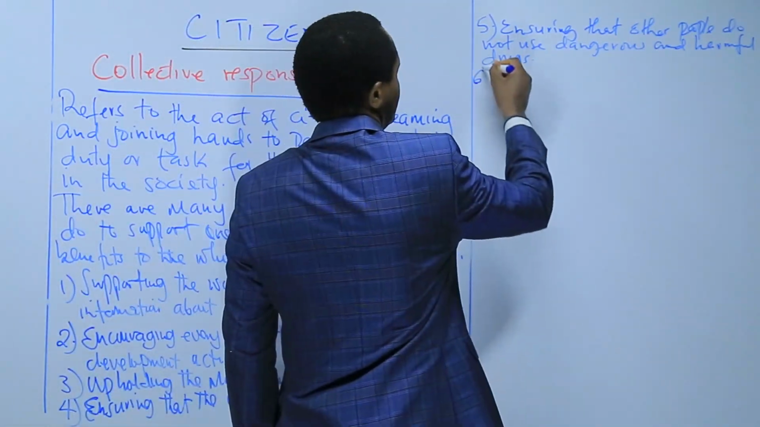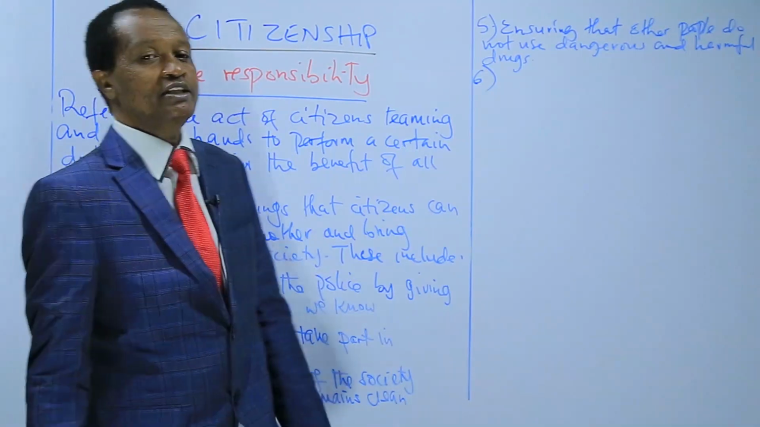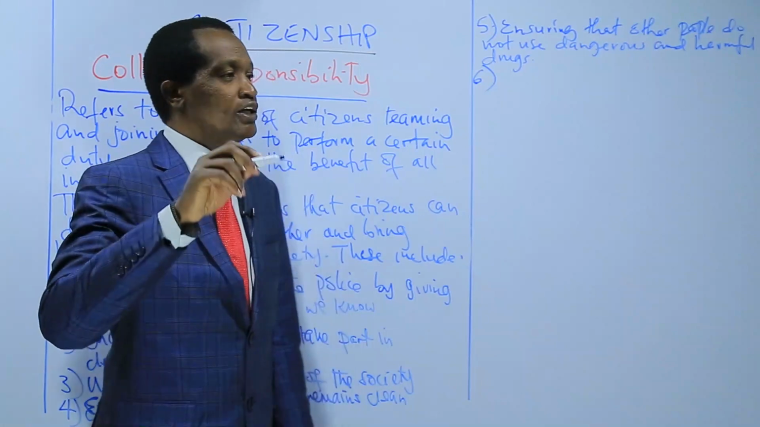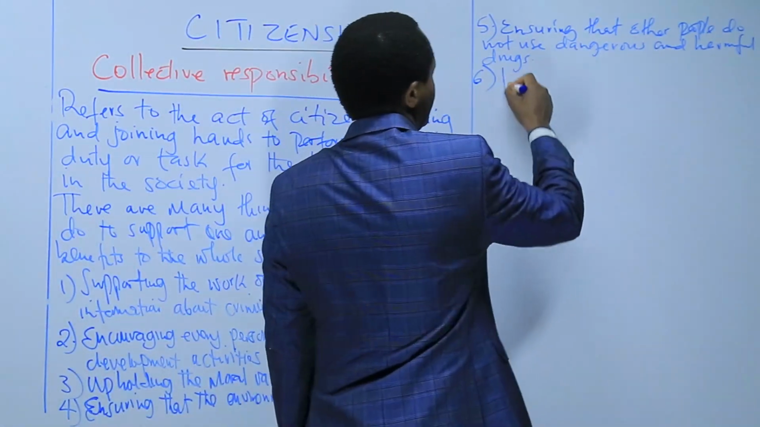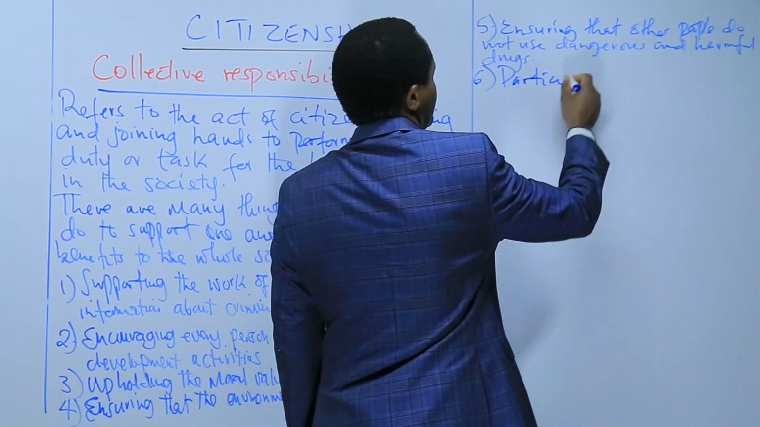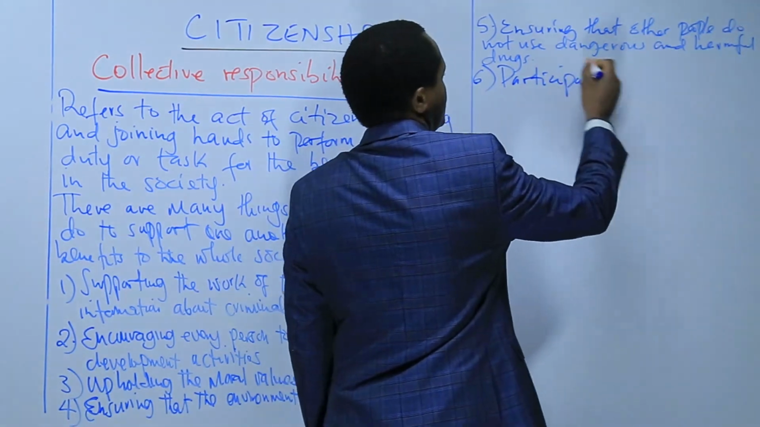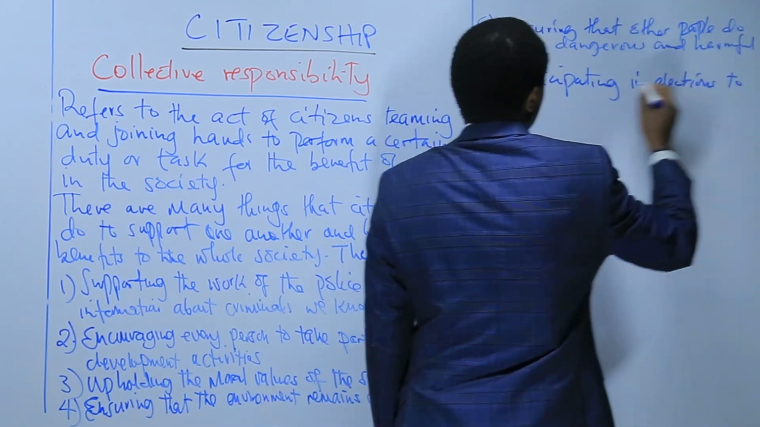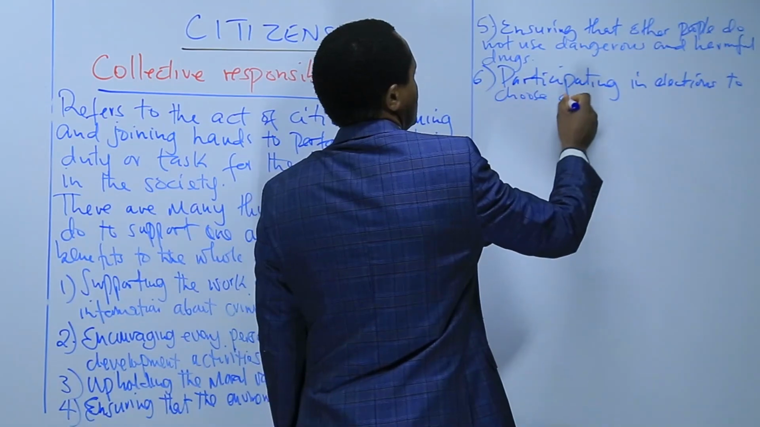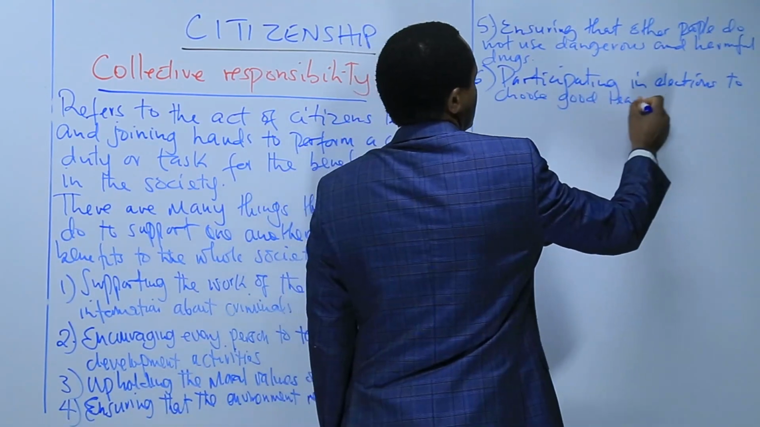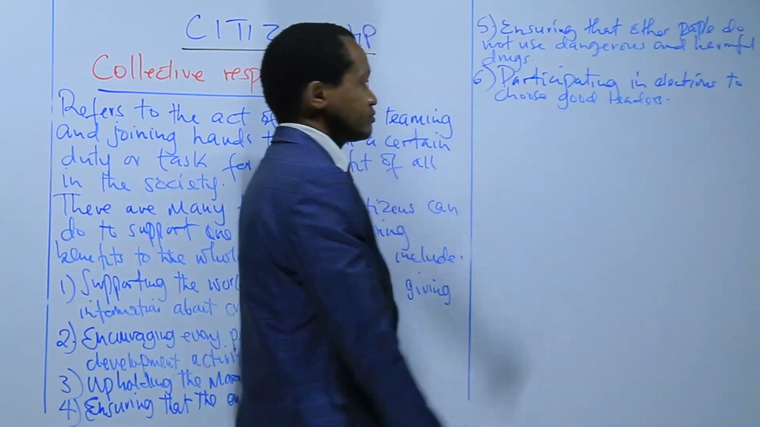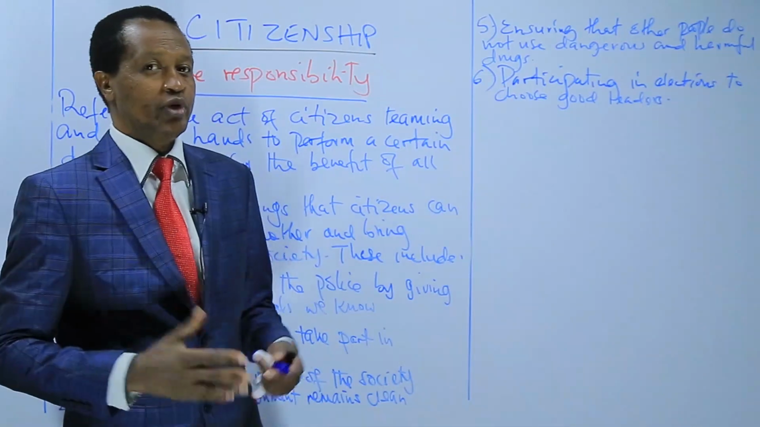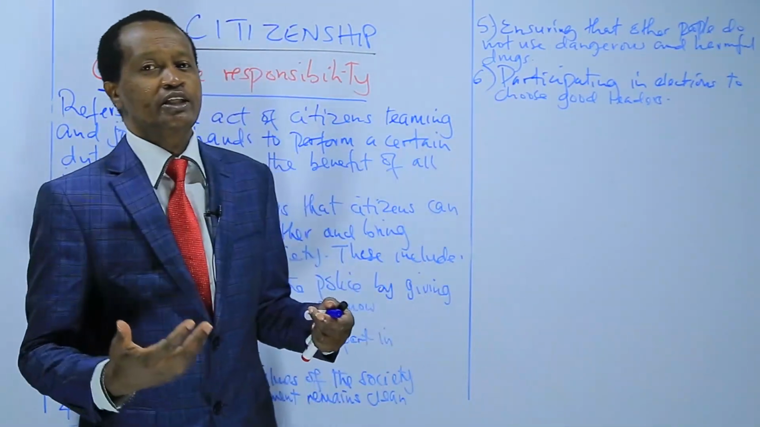Number 6, another way is by participating in elections in order to choose good leaders. This is one way in which we can participate in collective responsibility.